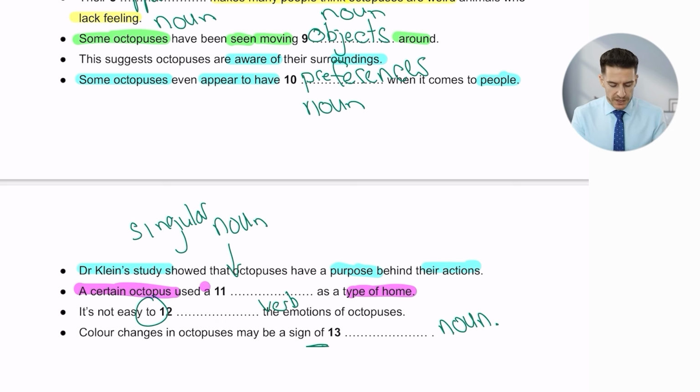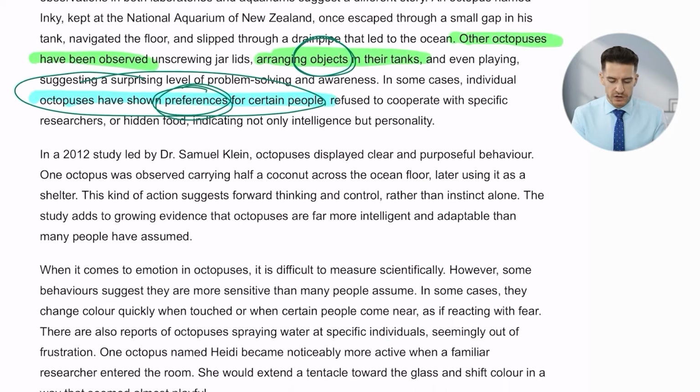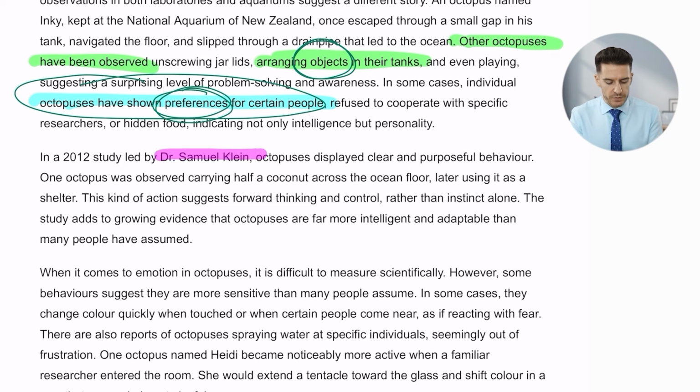And remember, we're looking for a singular noun. So let's see if we can find that. And remember, think about Dr. Klein as well. There we go. There's Dr. Klein. So they have clear and purposeful behavior. One octopus, there you go, was observed carrying half a coconut across the ocean floor. Maybe that could be the answer. Later using it as a shelter. There you go. Shelter is another way to say home or house.